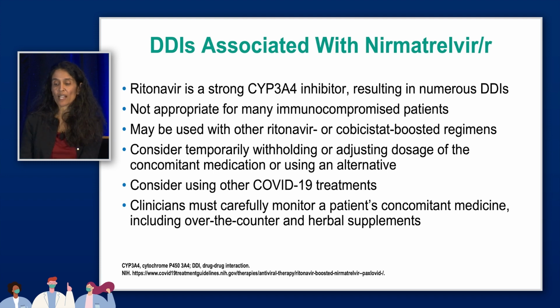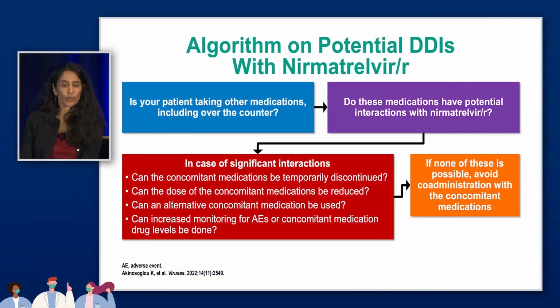you end up doing with the con meds, it becomes really important to also monitor for side effects, because though we have predictable PK, there's always a range in how quickly a patient can metabolize drugs. So the algorithm is to ask whether a patient is taking any other medications, including over-the-counter medications and herbal supplements, because there are interactions with some non-prescribed medications and Nirmatrelvir. Do these medications have potential interactions? And then in the case of significant interactions, decide whether the drug needs to be discontinued, dose adjusted, or an alternative therapy needs to be used. And if none of these are possible, avoid co-administration with the con meds completely.